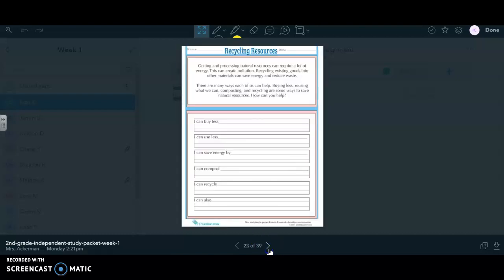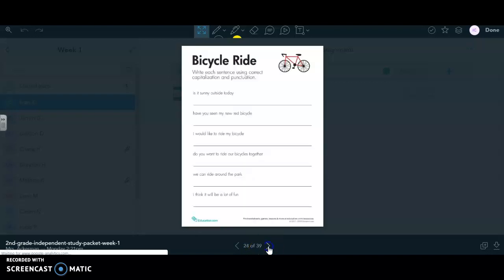Then recycling resources. You're going to read this paragraph, 2 paragraphs above, and then this is kind of your opinion for what you can do at home to help recycle. What could you buy less of? What could you use less of at home? How can you save energy at home? What could you compost at home? What could you recycle? And you could also do what? What is some ways you can help recycle?